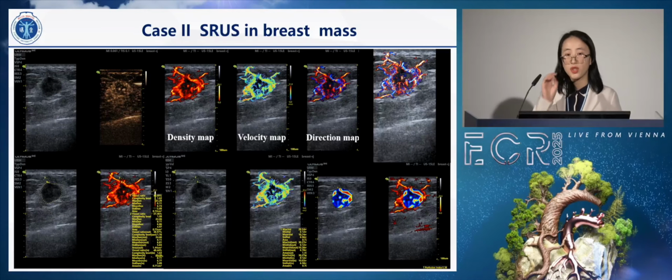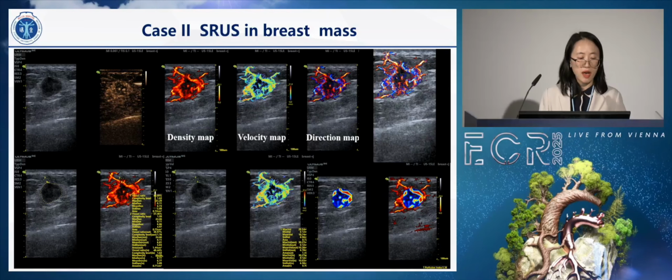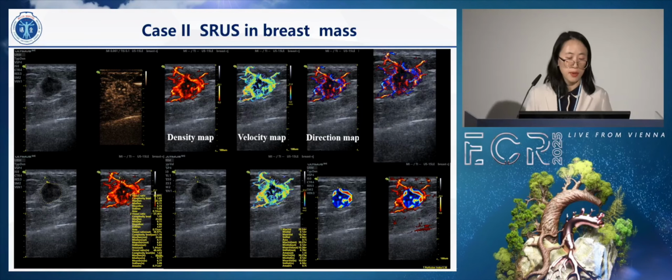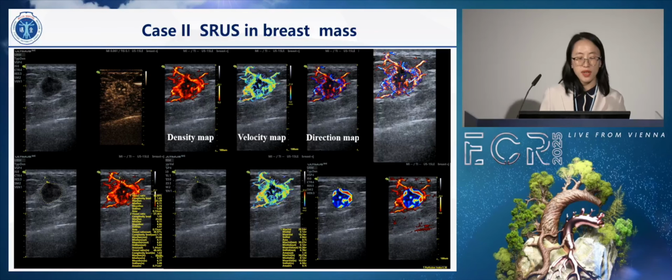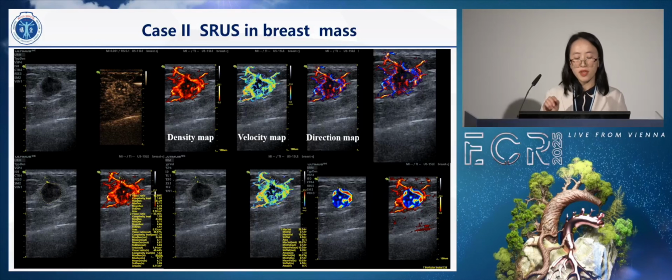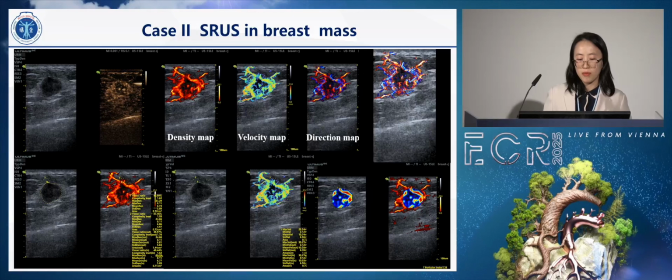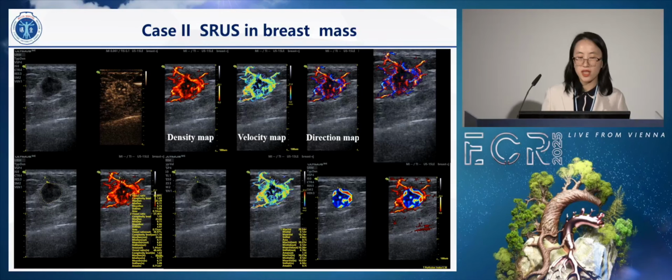This is another case, a round breast mass with clear margin on B mode, and after the acquisition of URM, we get the density map, velocity map, and direction map, as well as the video of SRUS. It showed absolutely more abundant blood flow in this case, especially in the peripheral area. Looking at this video and the maps, the vessels are more coarse, and it's a radiating pattern. So that indicates possibly a malignant breast mass.